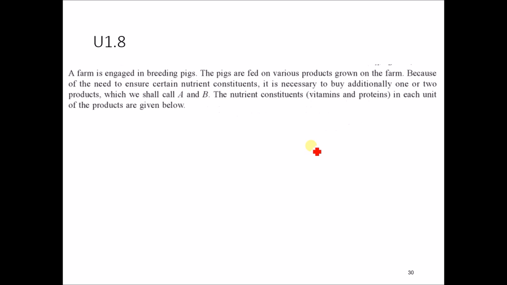So we will see another problem. A farm is engaged in breeding pigs. The pigs are fed on various products grown on the farm. Because of the need to ensure certain nutrient constituents, it is necessary to buy additional products, which we shall call A and B. The nutrient constituents in each unit of the products are given below.